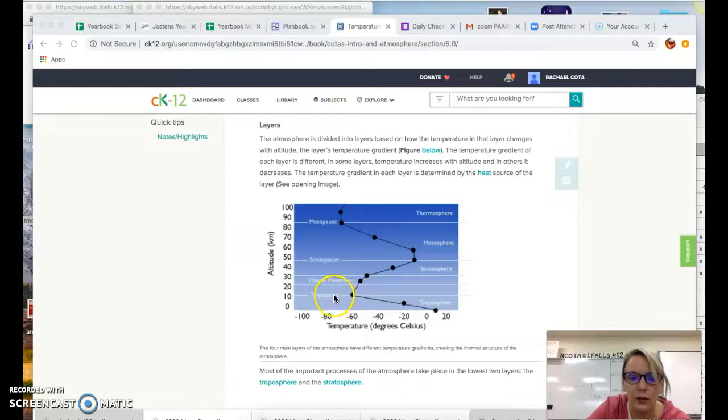In the stratosphere, which is right here to here, okay, this is all the stratosphere, the temperature increases with altitude. So the further you go up in the stratosphere, the warmer it gets. And that's because our ozone layer is housed in the stratosphere, and that holds on to a lot of heat. We get to the top of the stratosphere, which is called the stratopause, and the temperature again decreases with altitude.